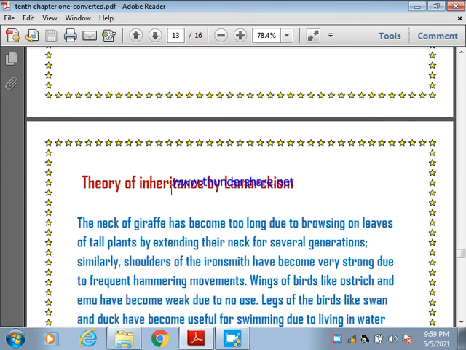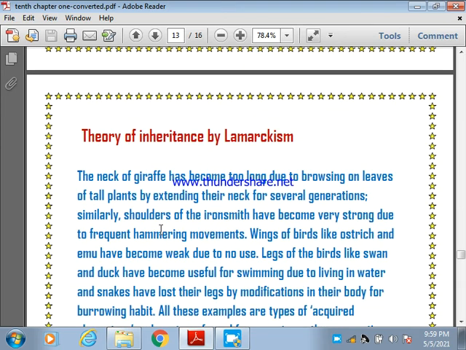Next, the theory of inheritance by Lamarck. The neck of the giraffe has become very long due to browsing on leaves of tall plants by extending their necks for several generations.